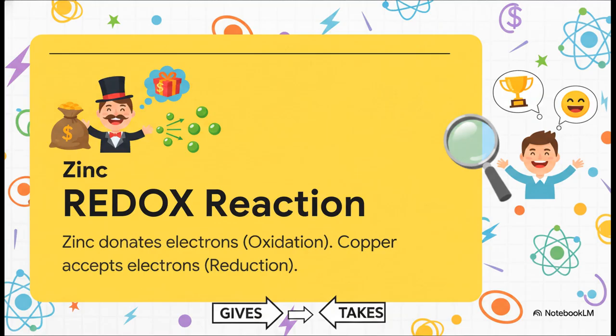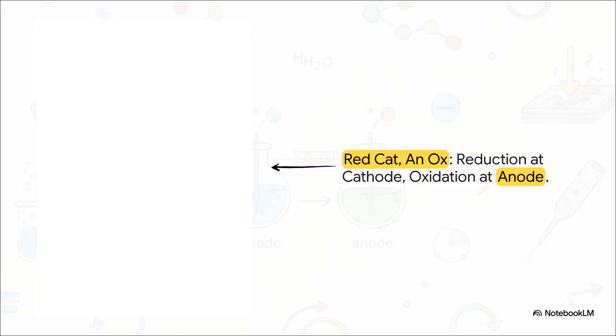On the other side, copper is the poor guy. He's very happy to accept that wealth. Copper takes the electrons, and this is called reduction. One gives, one takes. This beautiful little transaction is the absolute heart of redox. This brilliantly illustrates the entire process. You're definitely going to see the Daniel cell in your exam paper.